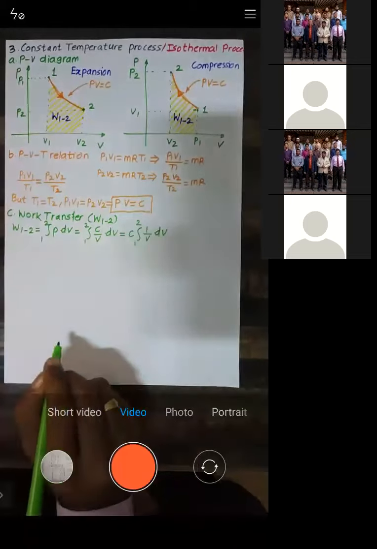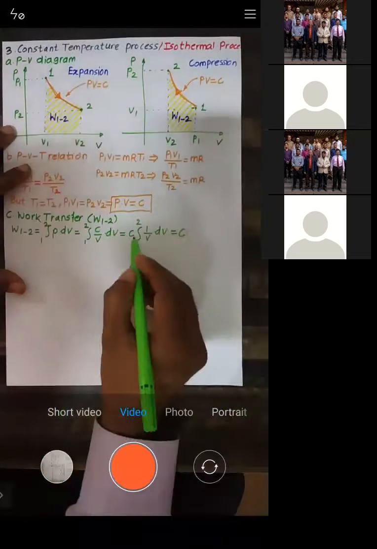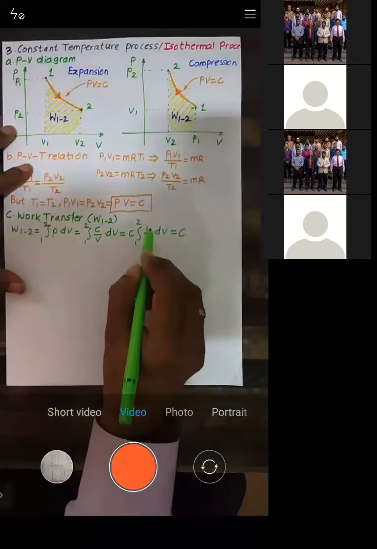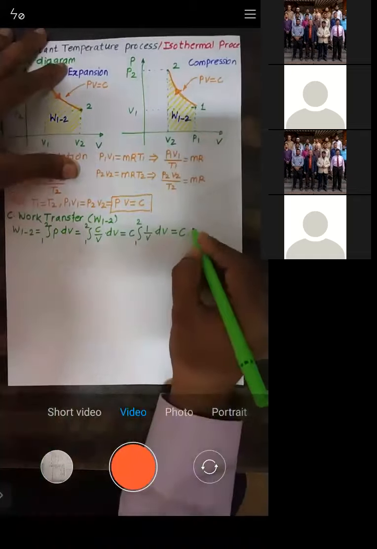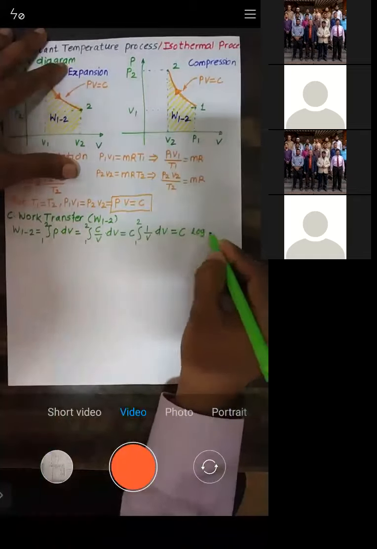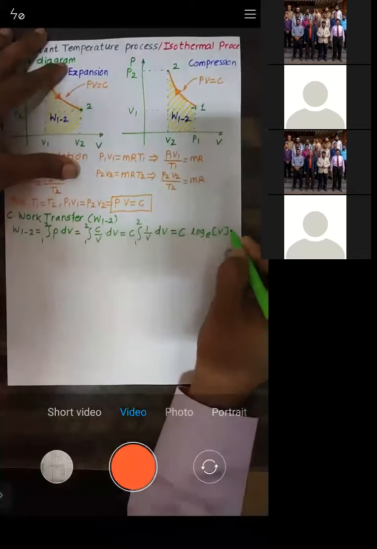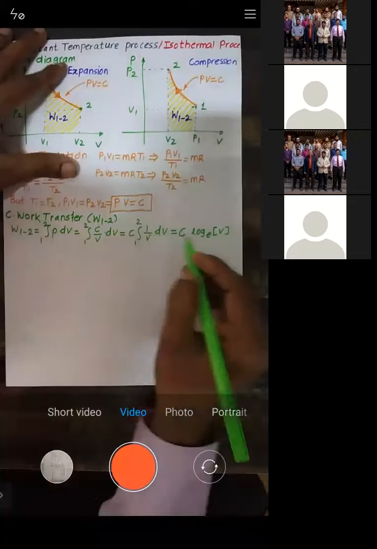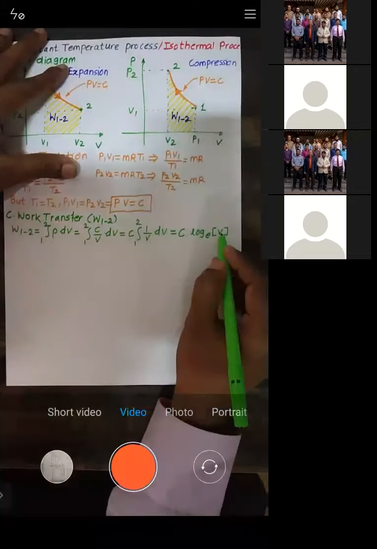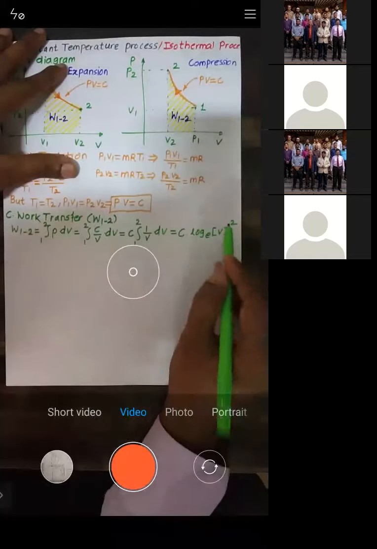Now let us integrate it. C I have written as it is. What is the integration of 1 by V? It's log V. Try to understand, its integration is log to the base e. The integration of 1 by V dV is log V, for process 1 to 2.